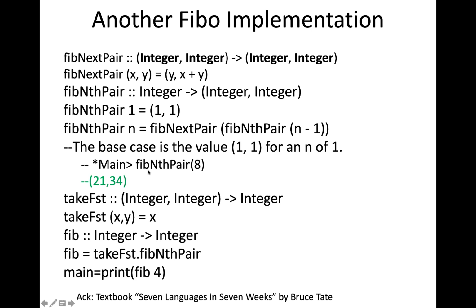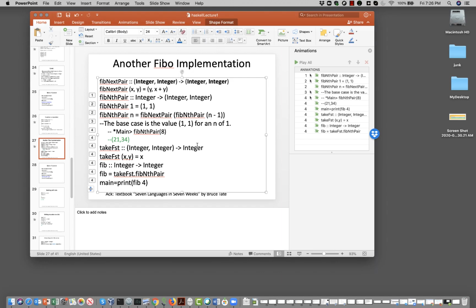Say this is an example. We are calling fibnth pair with parameter 8. Then what will happen? Let's discuss that. Maybe 8 is too big. Let's make it 4, and let me discuss what will happen when we have the call fibnth pair with parameter 4. So that means the right hand side of the function tells us this will happen.